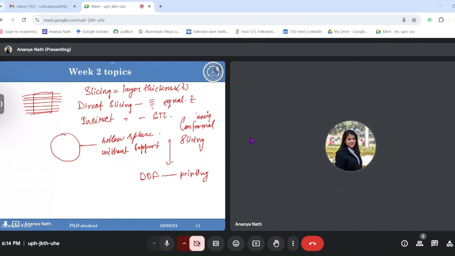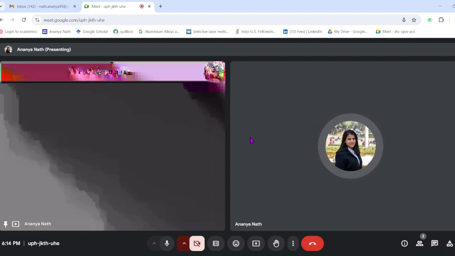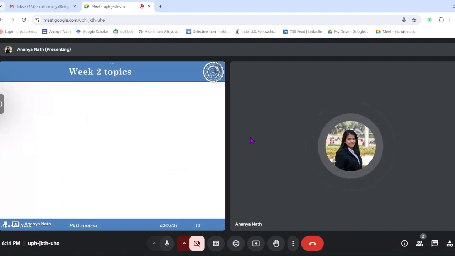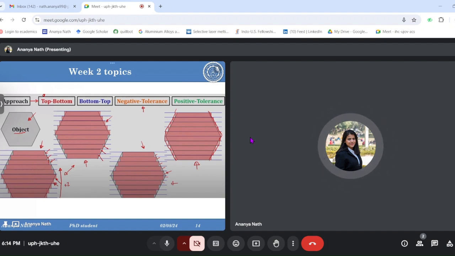Next is the indirect slicing technique. So there are bottom up, top down, negative tolerance, positive tolerance. I think you have seen these things in your lecture. So I have taken this screenshot from the lecture itself so that I can define how extra material is getting deposited in the top down approach in the upper part for this type of object, and in the bottom top approach, extra material is getting built in the lowermost portion.